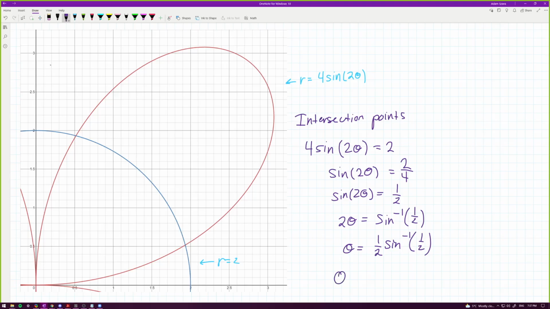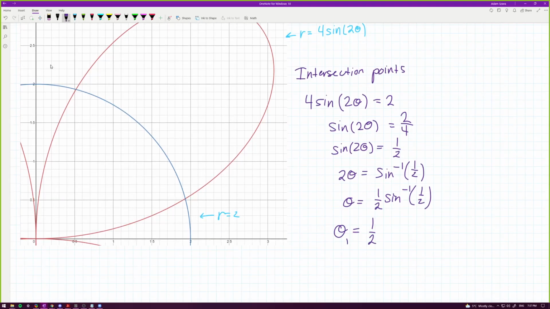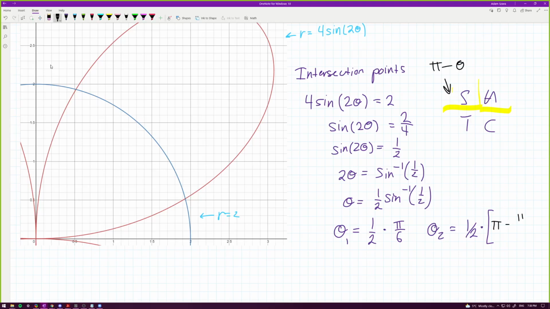So the first solution, theta 1, is 1/2 of pi over 6. And theta 2 is going to be 1/2 of the next solution, and to find it you remember your CAST rule. The first solution was in the first quadrant. The next solution is in the second quadrant, because that's the next place where sine is positive. To move an angle to the second quadrant, you do pi minus theta. So it's going to be pi minus pi over 6.